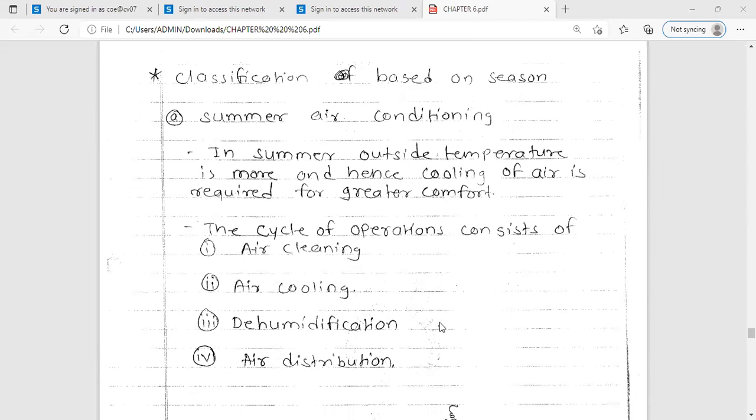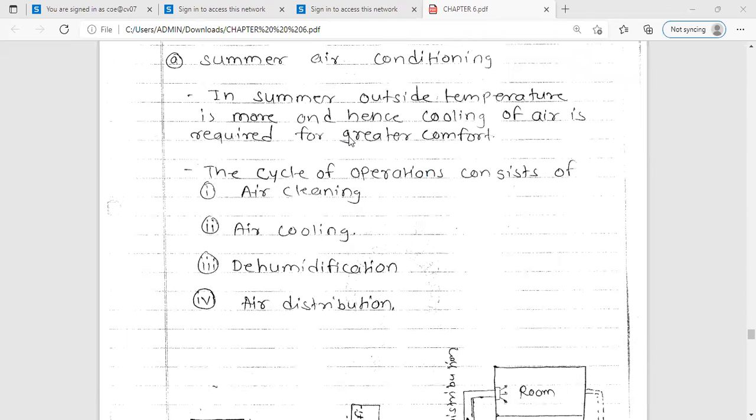Okay, classification of air conditioning based on the season, and there are two types. One is the summer air conditioning and the second one is the winter air conditioning. Okay, here in summer the outside temperature is more and hence cooling of air is required for greater comfort.